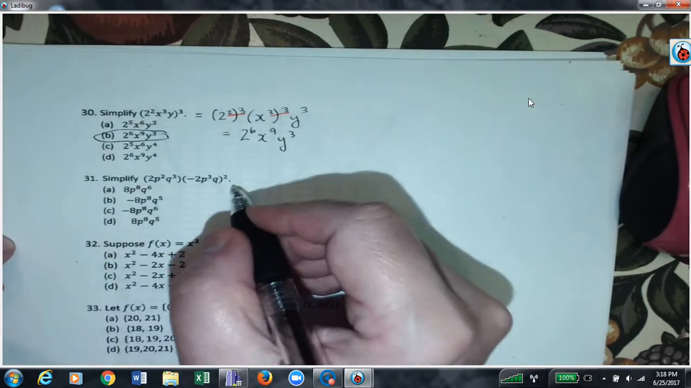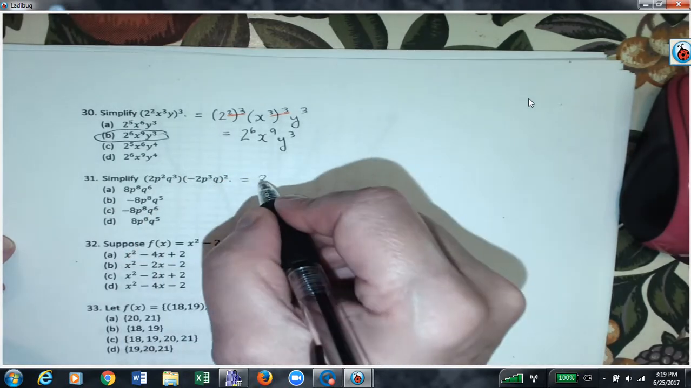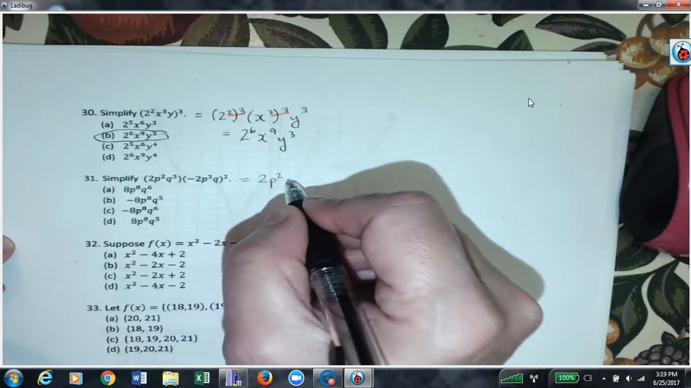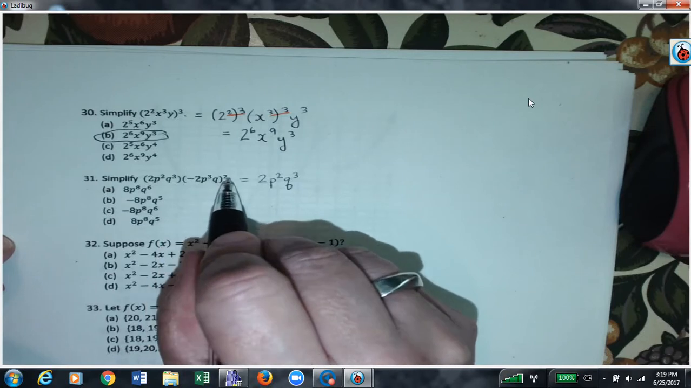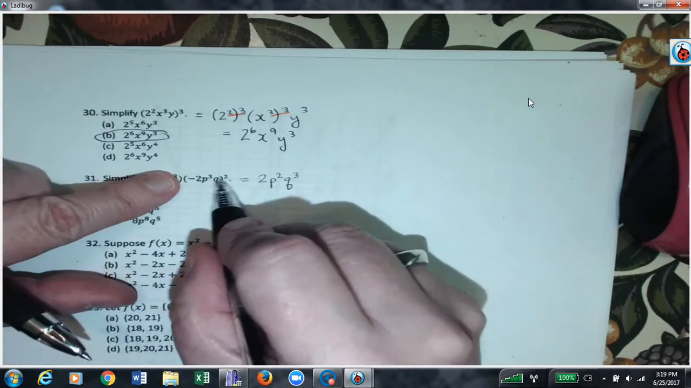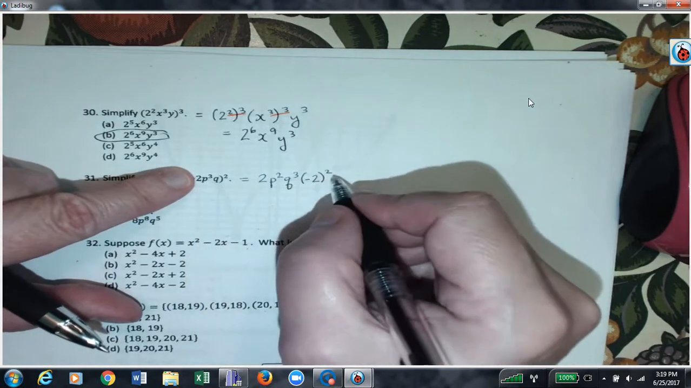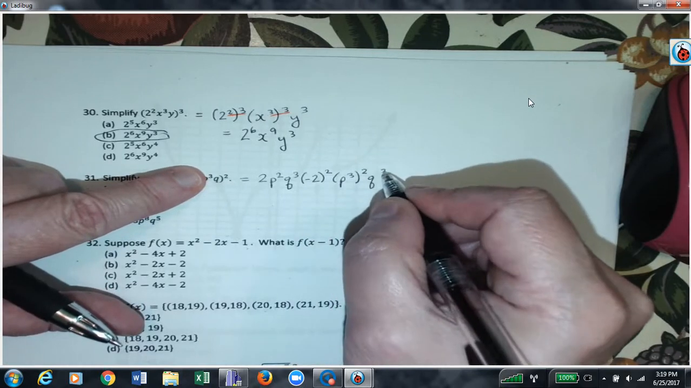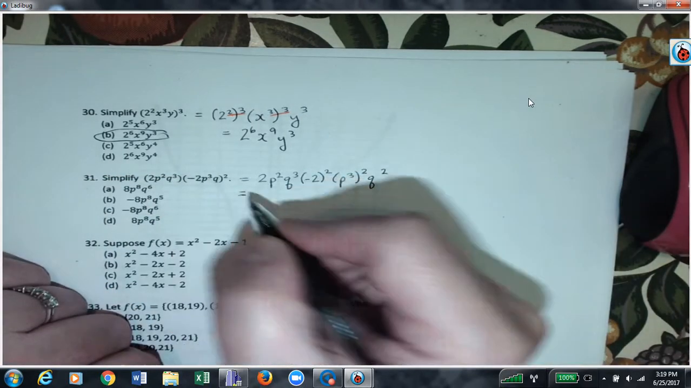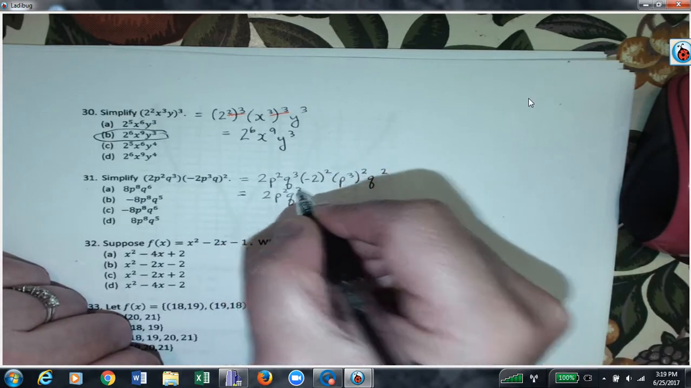31. Okay. This has nothing outside, so I can write it without parentheses. But this parentheses does have an exponent outside, so it has to be applied separately to everything inside. So I'm going to apply it to -2, then p cubed, then to q. Okay. So this is going to be 2 times p squared times q cubed.